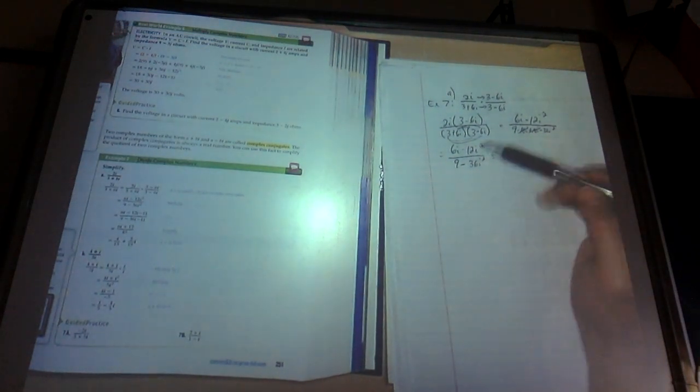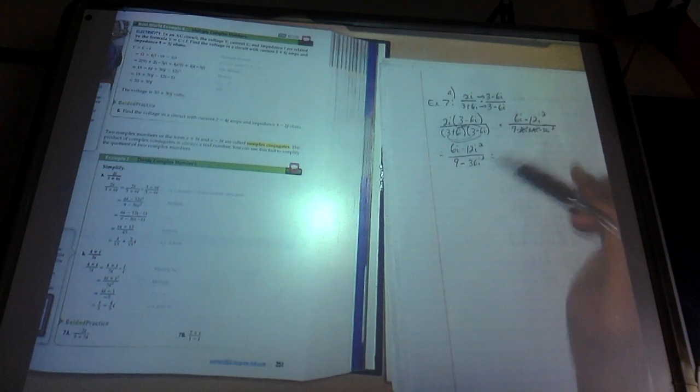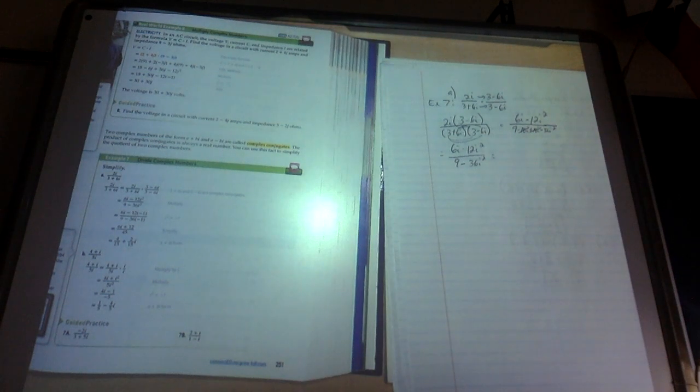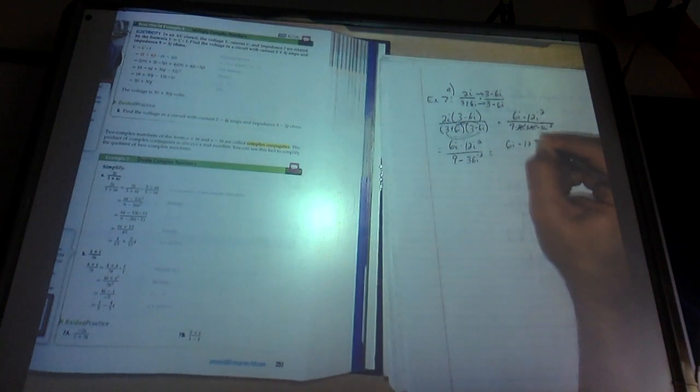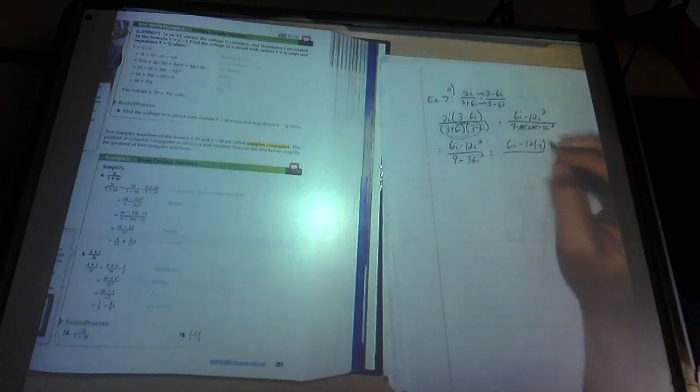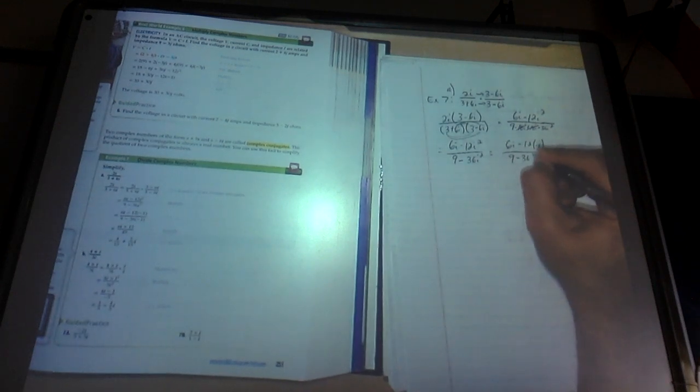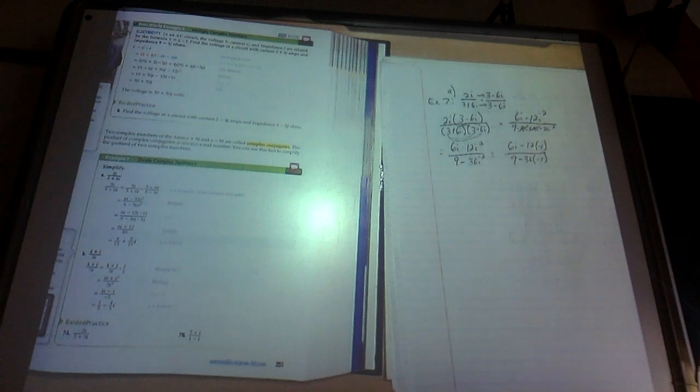You're like, well, I didn't clean it up. Yeah, I did. Remember, i squared goes to negative 1 or is the equivalent of negative 1. I'm just going to sub that in. So I'm going to write this out here. I won't do this much anymore, but I've got 6i minus 12 times negative 1. And on the bottom, I've got 9 minus 36 times negative 1. So we can plug those values in. There's still going to be an i in the numerator. That's fine. There's no issues there.